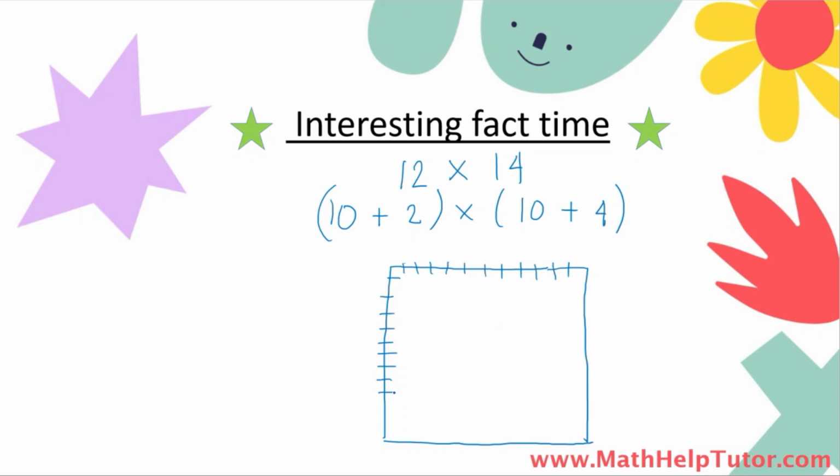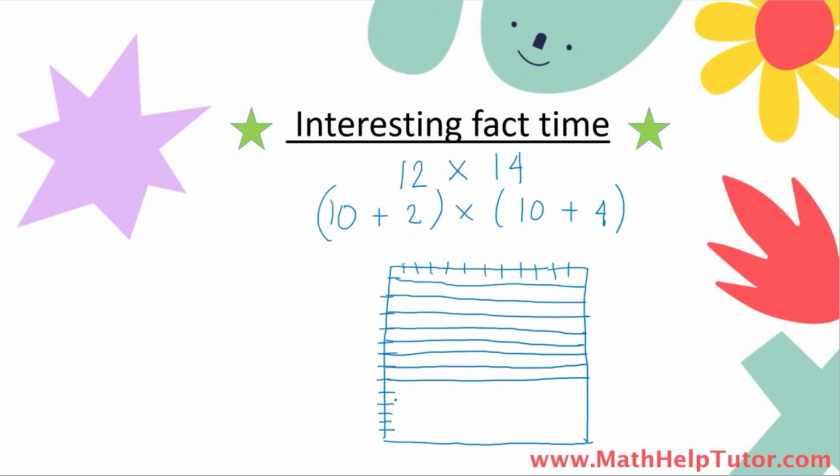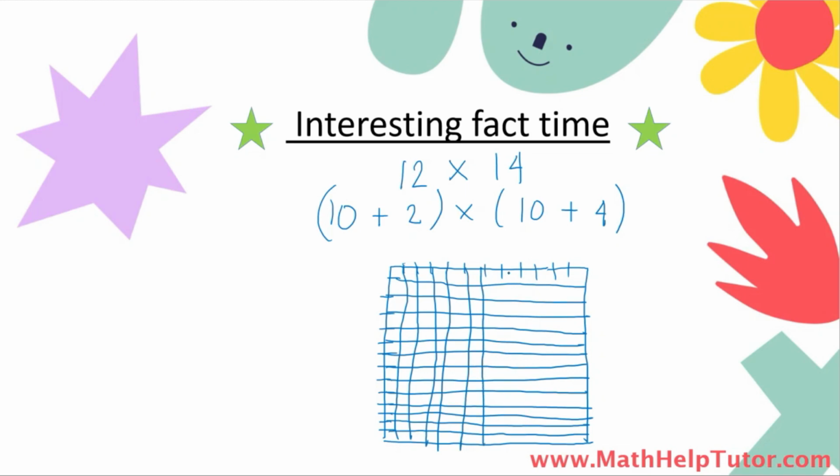Okay, so let me just draw a rectangle that is 12 squares long and 14 squares high. You can just imagine how much work is needed if we are going to use the area method. Okay, nearly done. That's 1, 2, 3, 4, 5, 6, 7, 8, 9, 10, 11, 12. That is 12 squares long. And we have 1, 2, 3, 4, 5, 6, 7, 8, 9, 10, 11, 12, 13, 14. So that's 14 squares high.